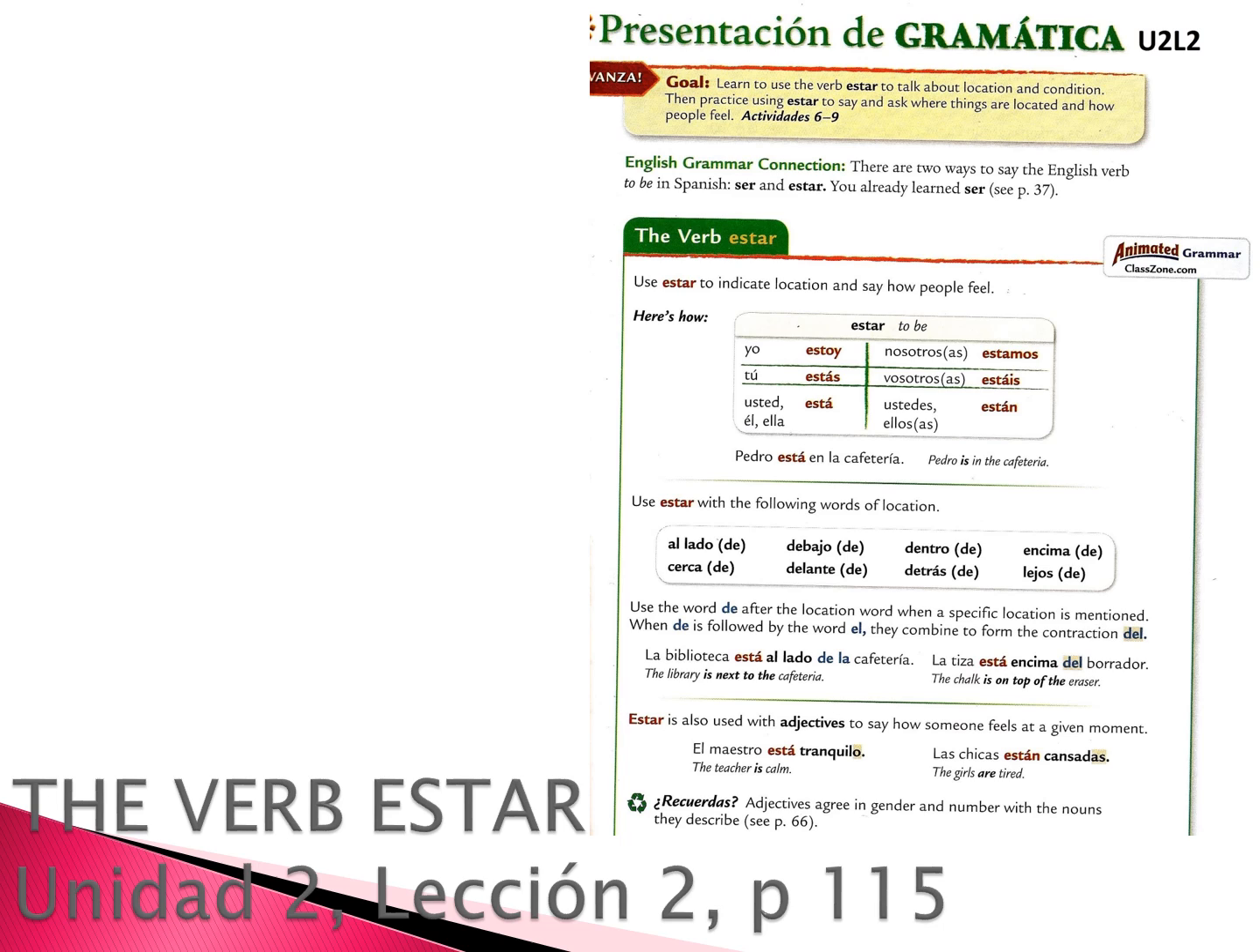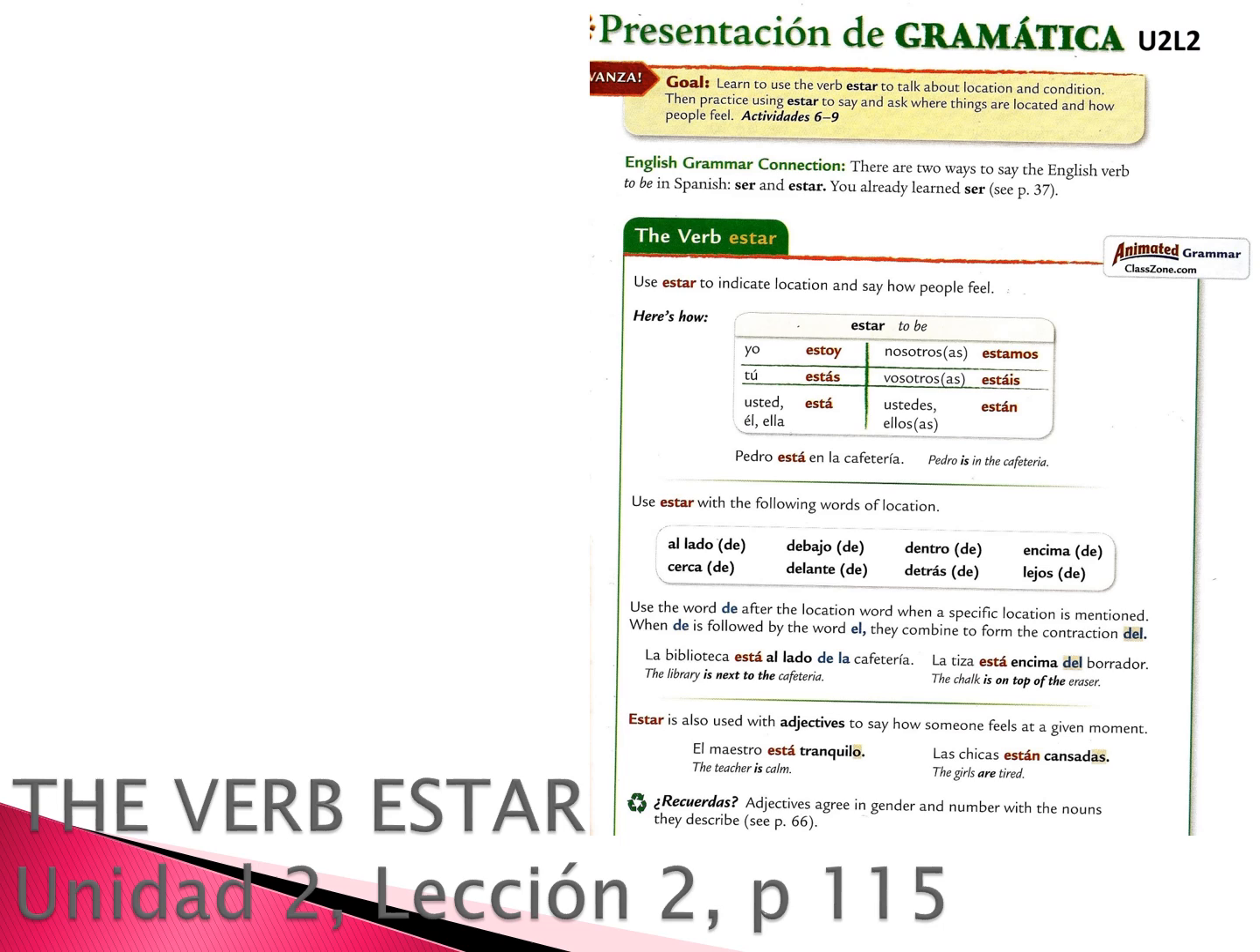Use the word de after the location word when a specific location is mentioned. When de is followed by the word el, they combine to form the contraction del. La biblioteca está al lado de la cafetería. The library is next to the cafeteria. La tiza está encima del borrador. The chalk is on top of the eraser.